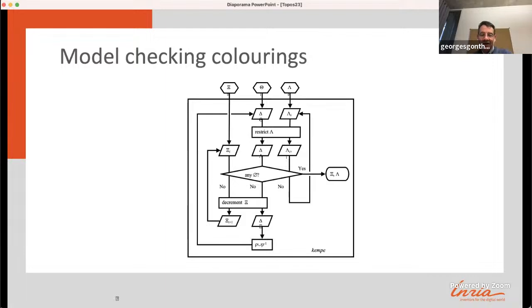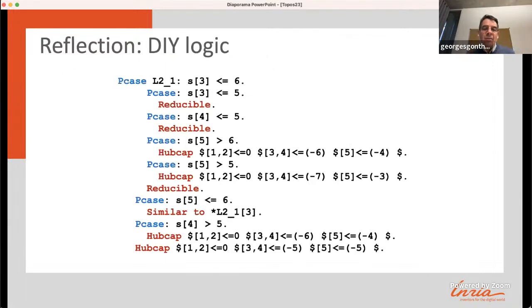So the model checking is just this algorithm, and then you can use this abstract interpretation and combine it with the reducibility check to come up with your own specific logic. And so this is the logic that's used to do the unavoidability part.